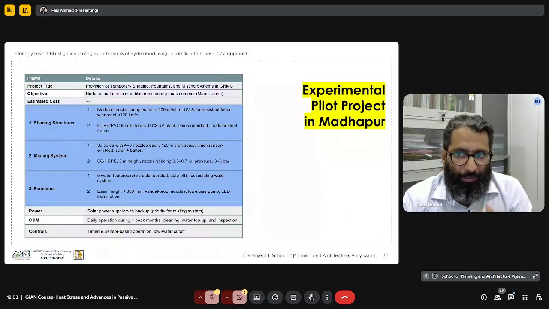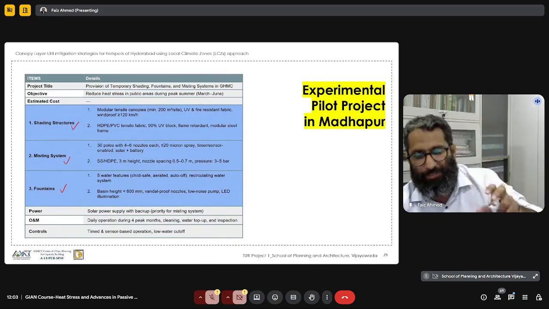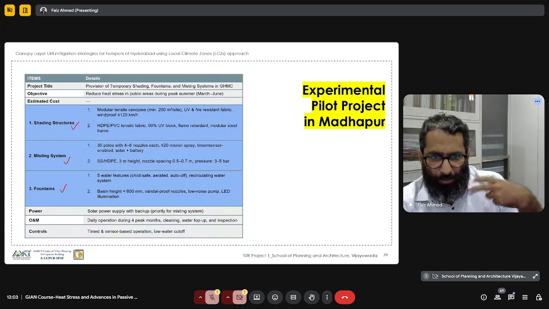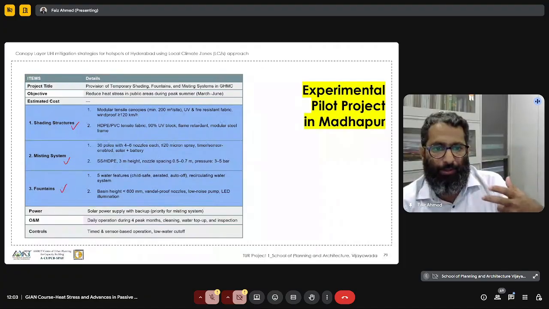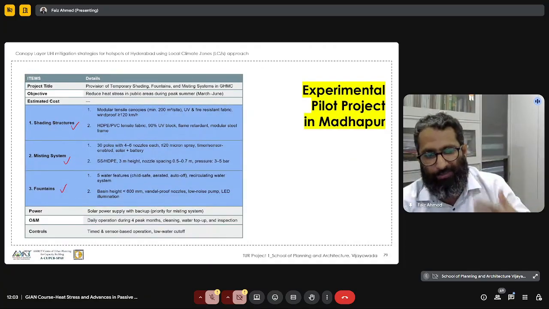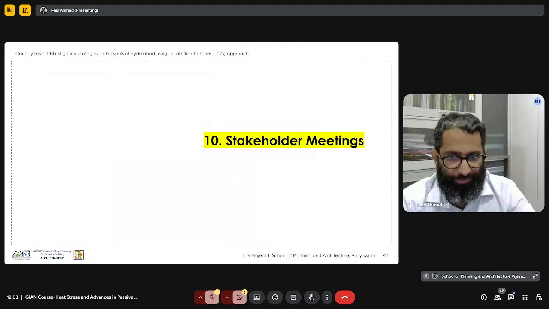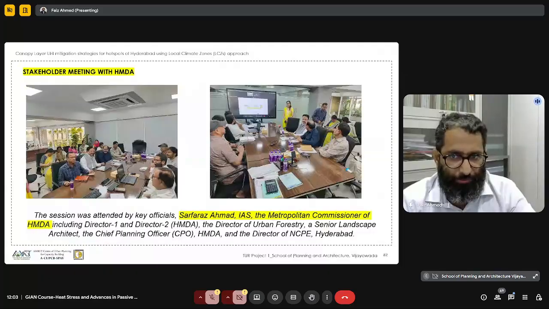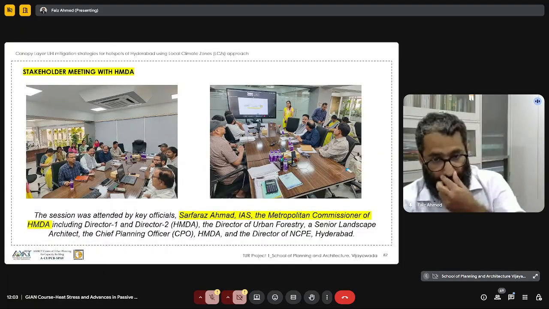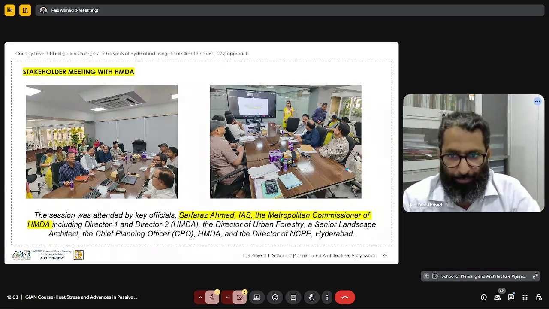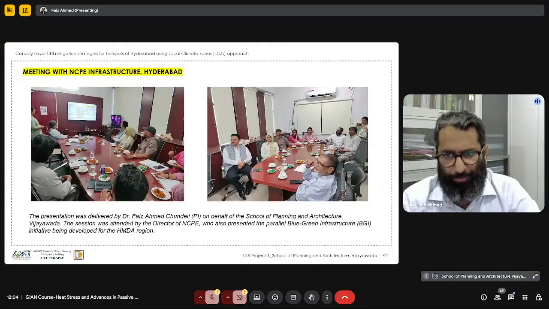As an experimental pilot project, we are suggesting that the city can implement these three strategies in the coming summer to check its impact, and if the results are good, the same can be replicated and applied in other parts of the city as well. So we had presented this to the municipalities for taking up for further implementation.